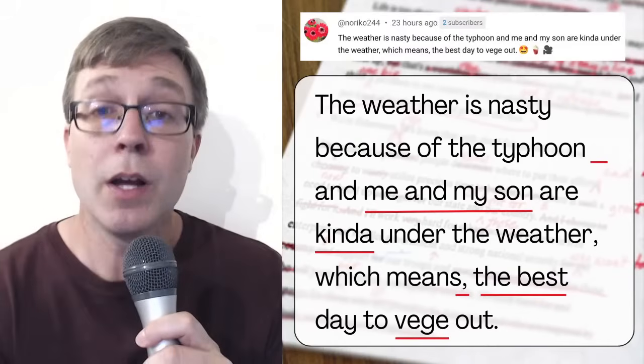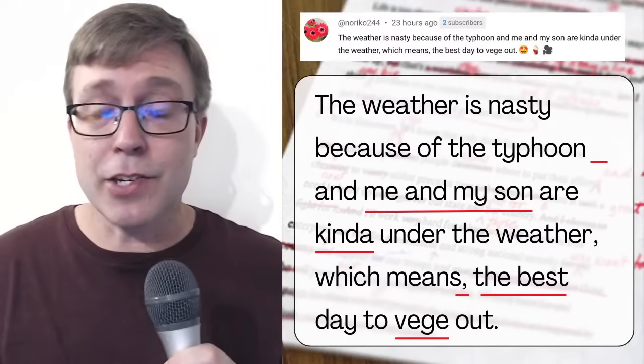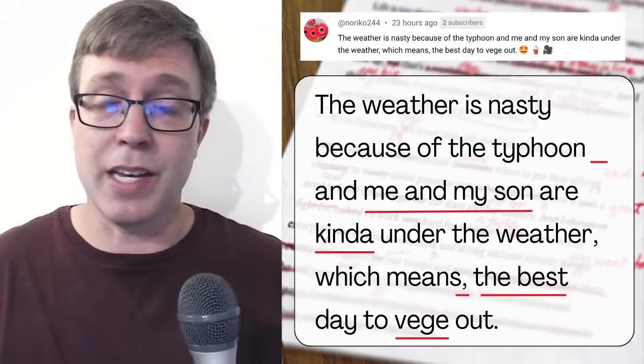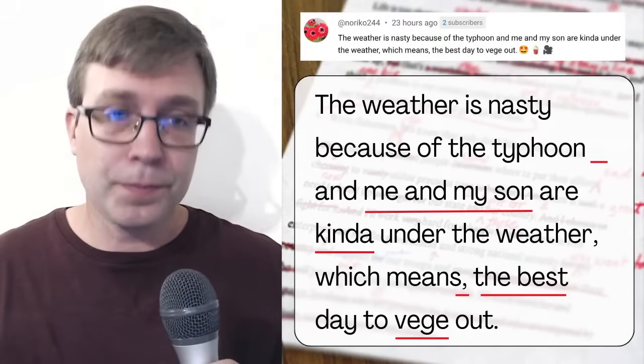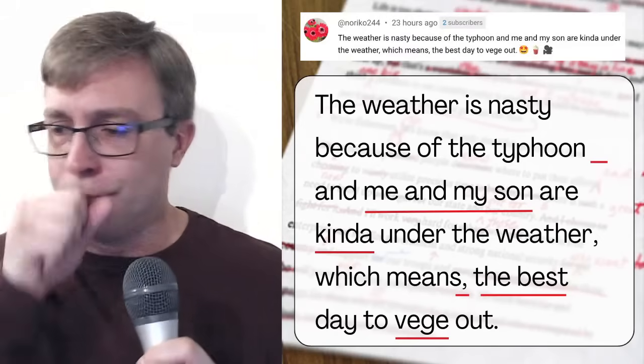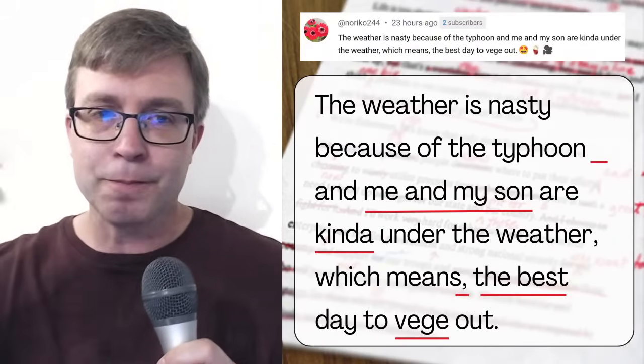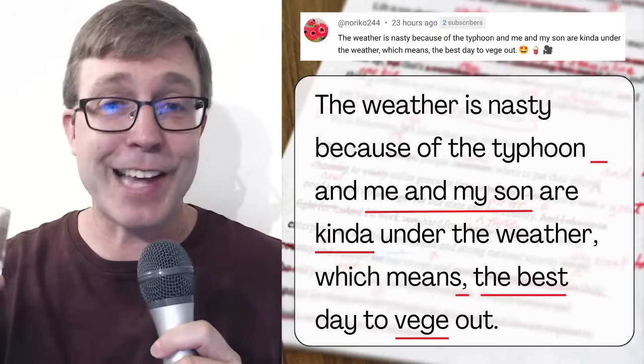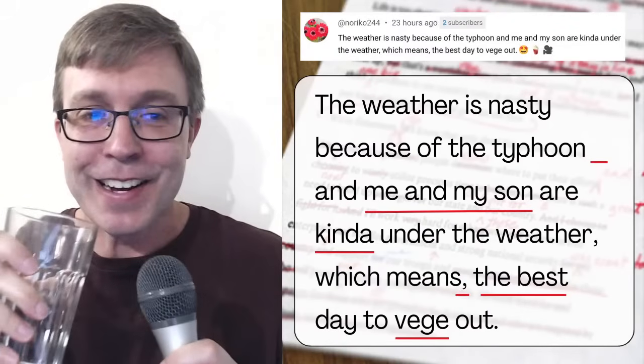And just so you know, under the weather is an idiom that just means that you are sick. Not severely sick, but you're sick. Again, sadly, it's actually gotten better in the last couple of days.